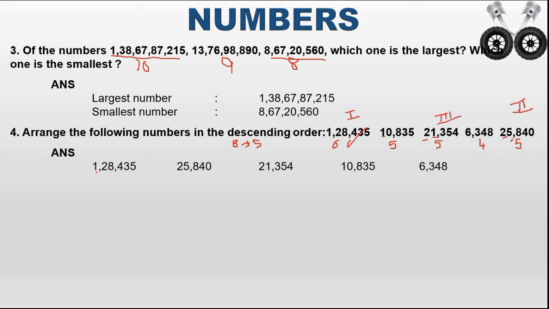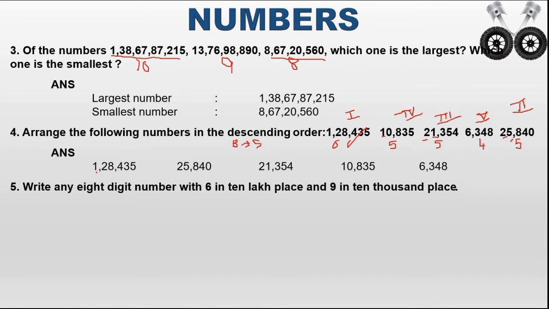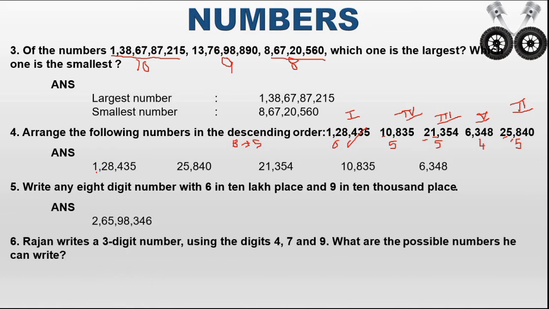Okay. And this one is arranged as the fourth number. And the last number, which has the lowest number of digits, is the last number. So the numbers are arranged in descending order, that is, from the biggest number to the smallest number. Okay. Next question: write any 8-digit number with 6 in the 10 lakh place and 9 in the 10,000 place.